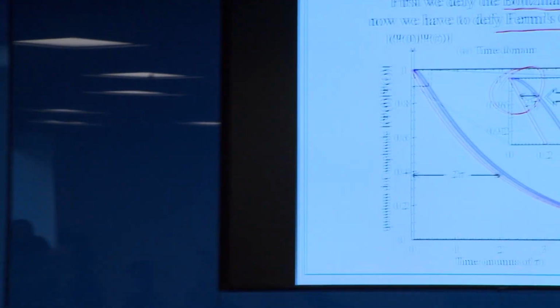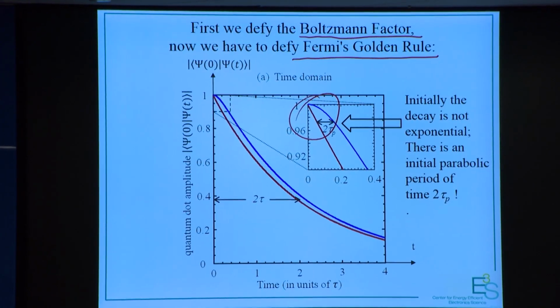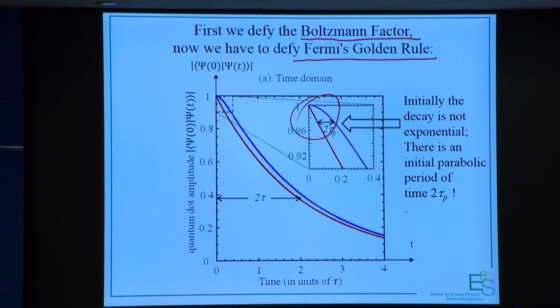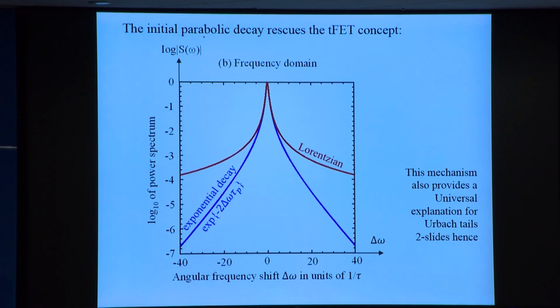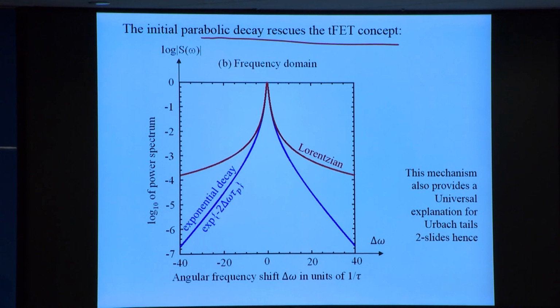So in effect, we're bringing spectroscopy into electronics, and we're solving the problems as we go along. And so the initial parabolic decay rescues the Tunnel FET concept. Great. But it also answers a bunch of unanswered questions.